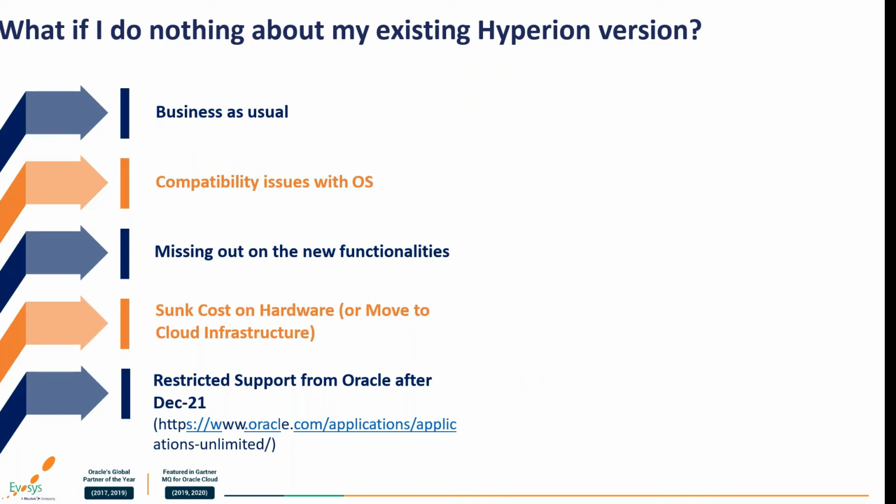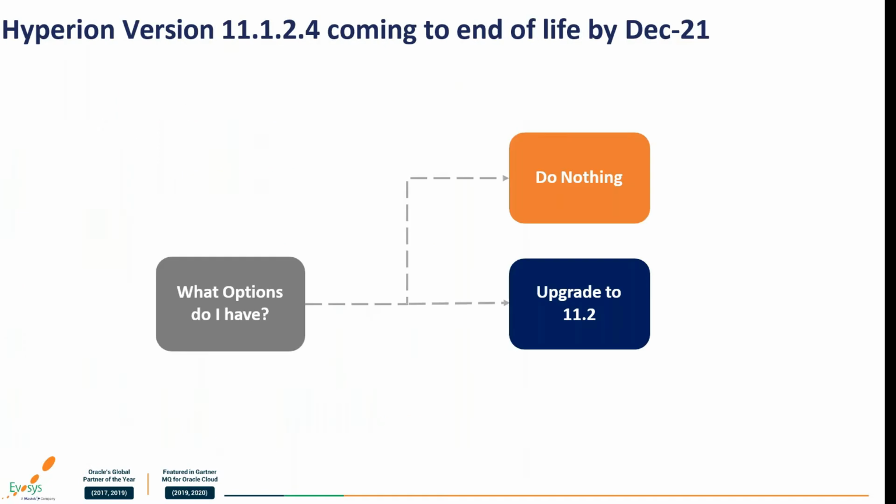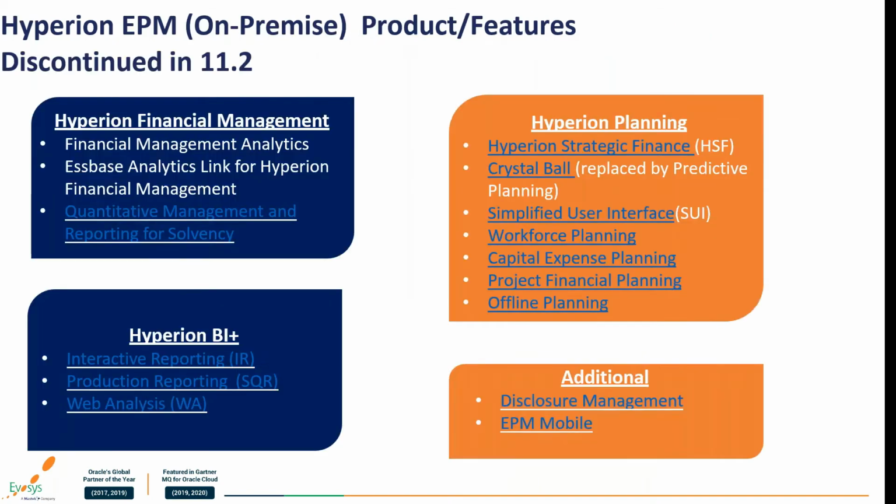We have taken a look at what would happen if you don't do anything, if you work business as usual. Now, what's the next option? Well, the next logical option is that with the versions not getting enough support from Oracle, the immediate thing that we would have is that we can upgrade to 11.2, which is the latest version of the application. Now, when we do that, what are the aspects that are going to have impact on our business?